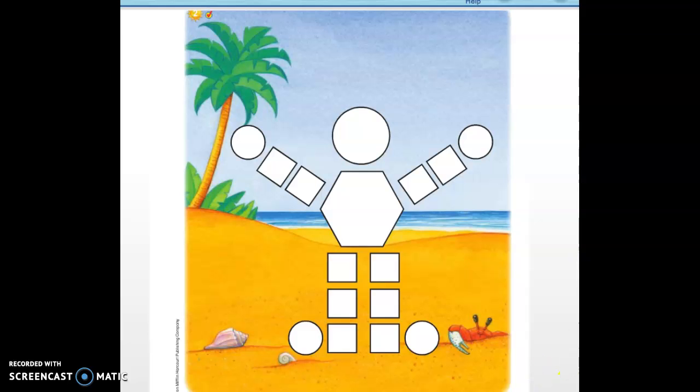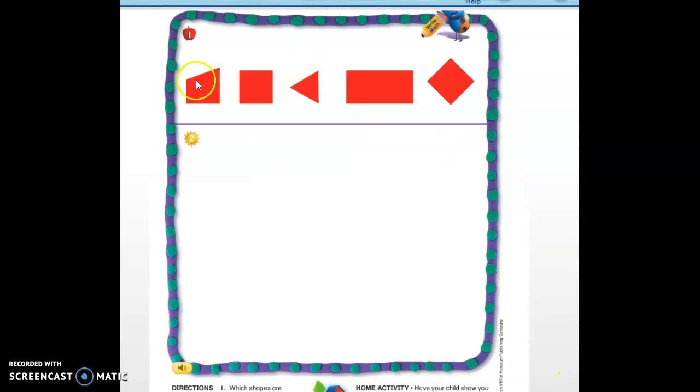And when you're done with that, you're going to turn on the back and you're going to put an X on the squares you see in this row for me. And then you're going to come down here and draw a square for me and color it. So by the apple, put an X on any squares you see in this row of red shapes. By the yellow sun, draw a square with 4 equal sides for me and color it. Good luck.